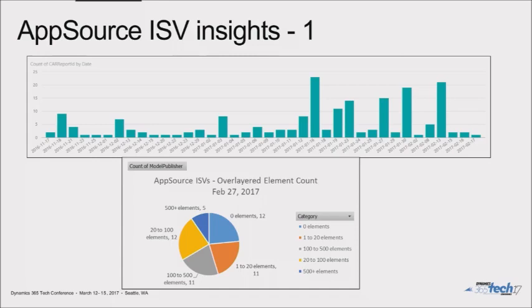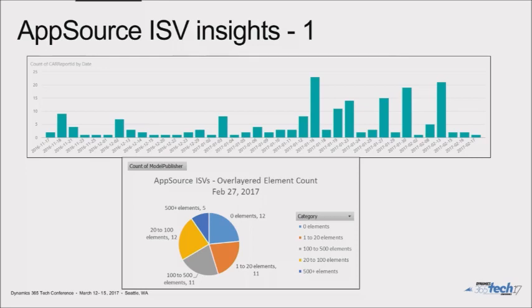The bottom pie chart shows you the breakdown of the ISVs, not the apps, but the ISVs, and how many overlayered elements they have. So if you look at the blue and the orange on the right, that tells us that almost half of the ISVs have less than 20 overlayered elements. So really, in really great shape for our initiative here.